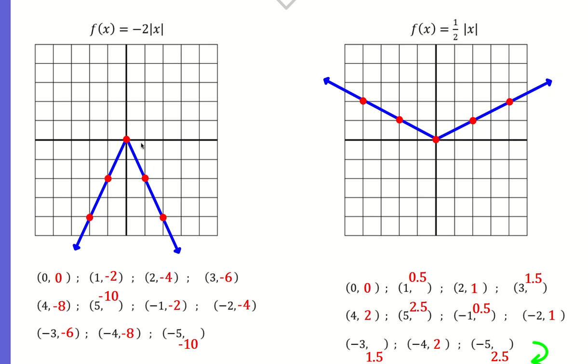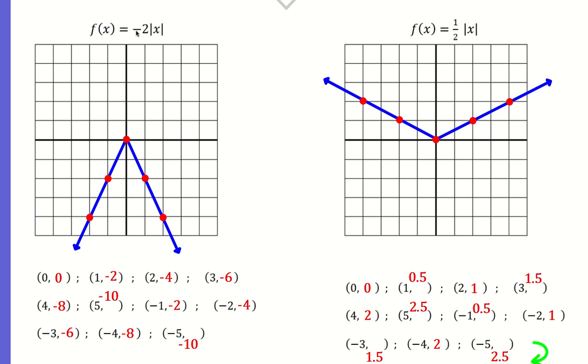So what happened with this graph? We had a negative 2 now multiplied to the absolute value of x. And this is what happened to the graph. What happened to the graph? I mean, obviously, it was flipped upside down. I think we've already mentioned that. So obviously, anyone can see it's been flipped upside down. Why do you think that is? Why do you think this graph ended up being upside down?